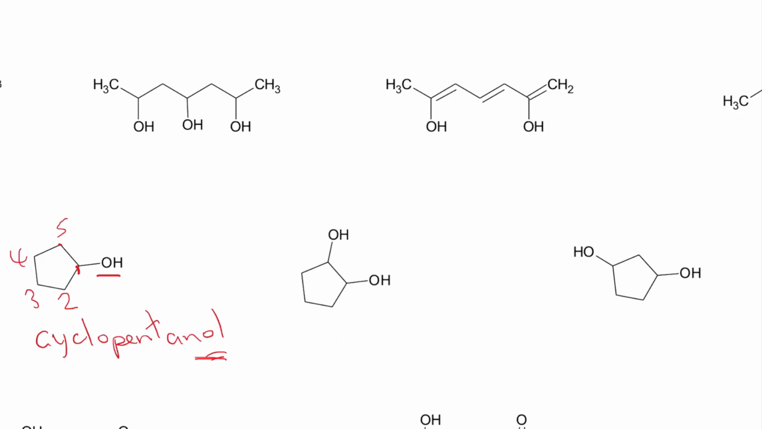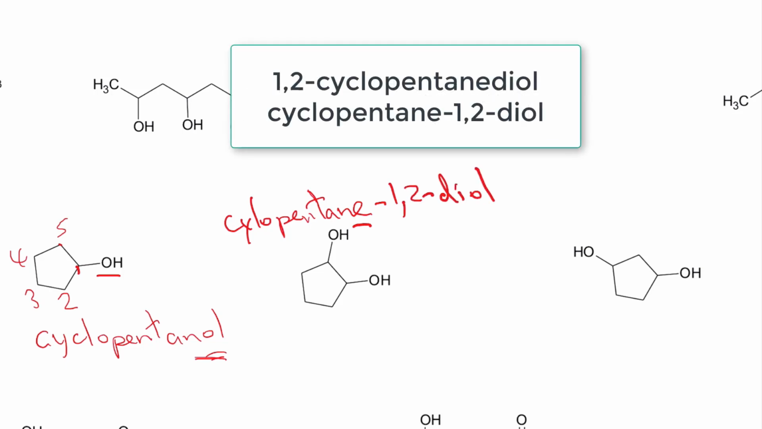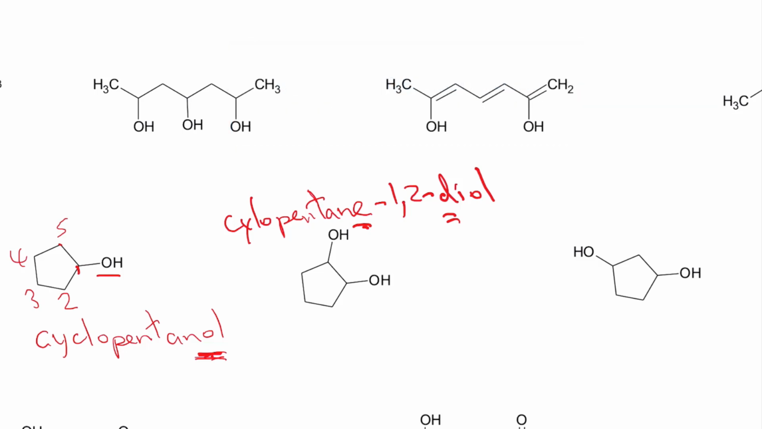So when we write this one out, we're going to call this one a cyclopentane. I'm going to keep the E, and it's a 1,2 diol. So I kept the E because I'm starting here with a D. I dropped the E here because I have the O for the OL. So pay attention to that, please, when you're naming these compounds.